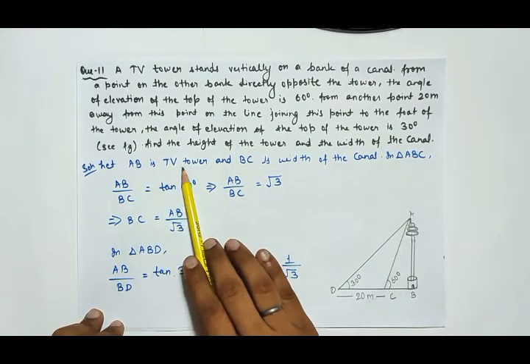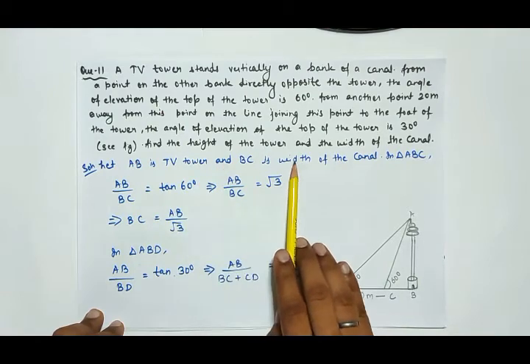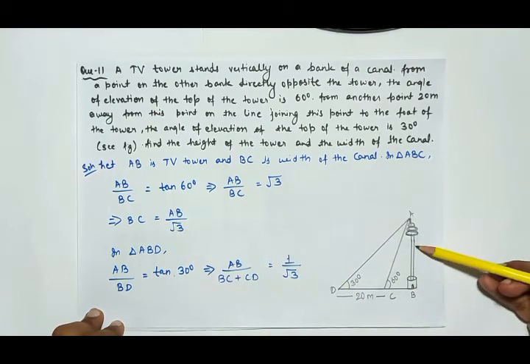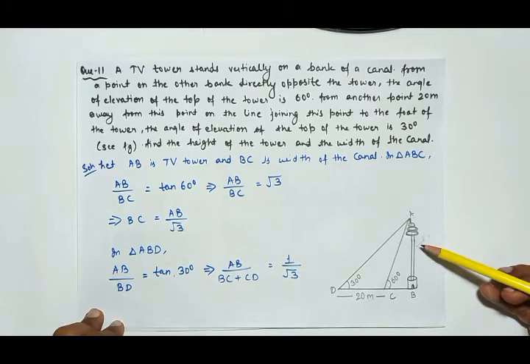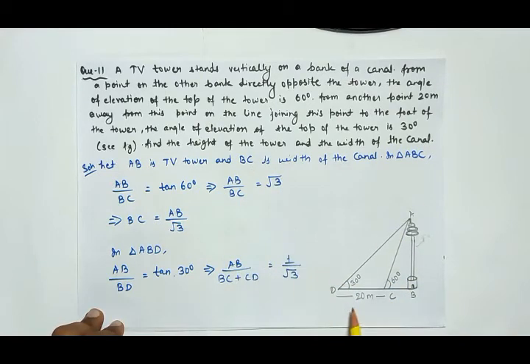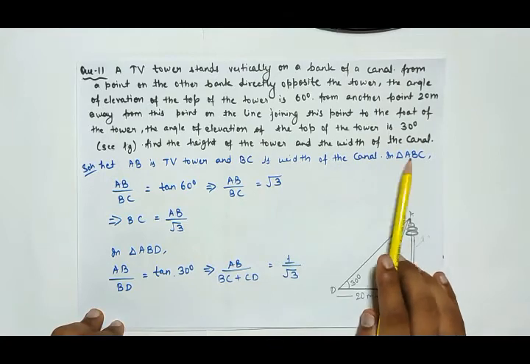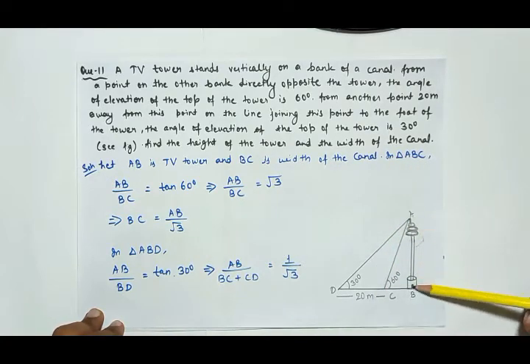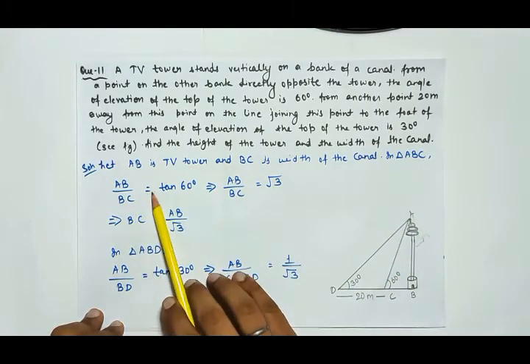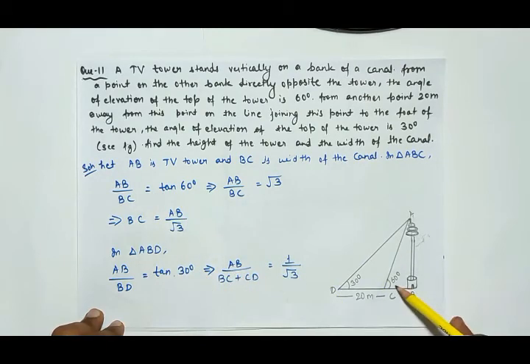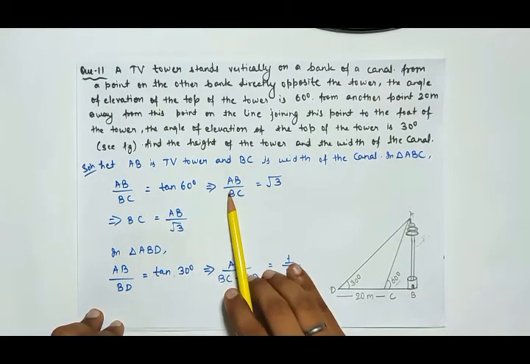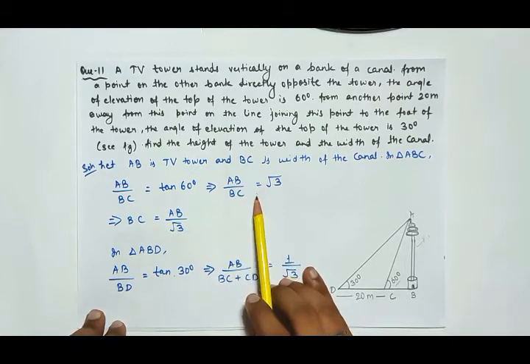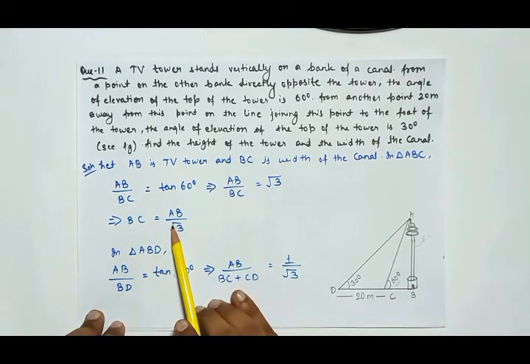Let AB be the TV tower and BC be the width of the canal. In triangle ABC, AB upon BC is tan 60 degree, which is equal to root 3. Then BC is equal to AB upon root 3.